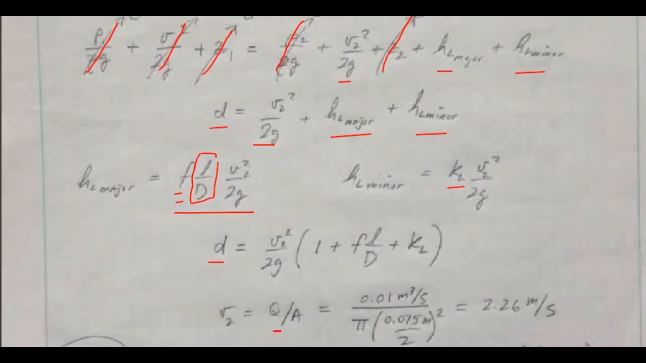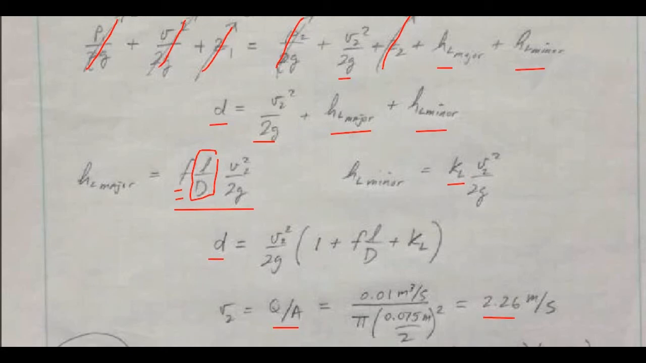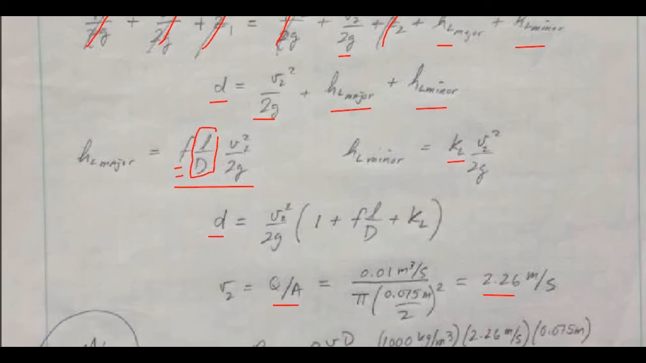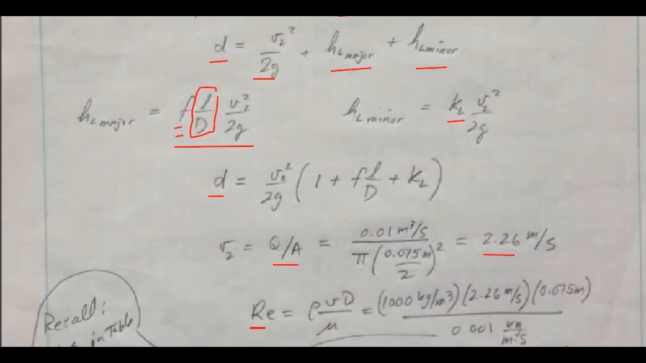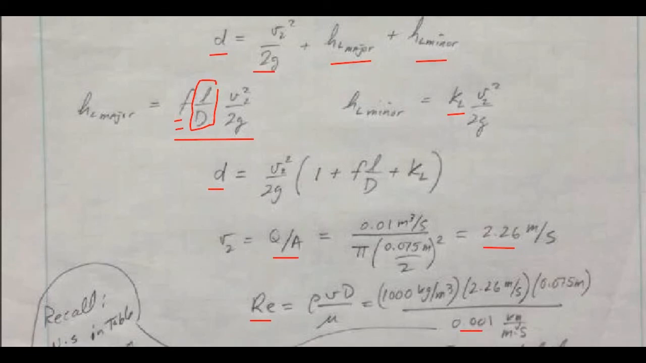V2 is pretty easy to get. We just take Q over A because they gave us the flow rate and we know the diameter of the pipe. So we do Q over A and we get 2.26 meters per second. With that, we can calculate a Reynolds number. The Reynolds number comes through like this. I made a little note here on the units of viscosity you could check out.